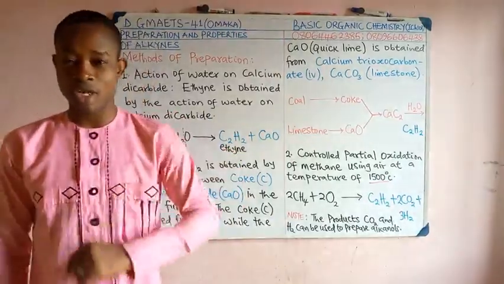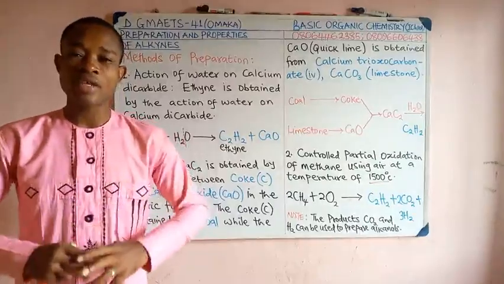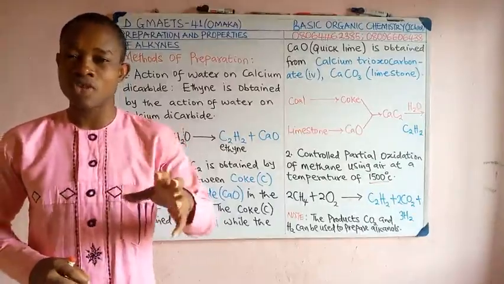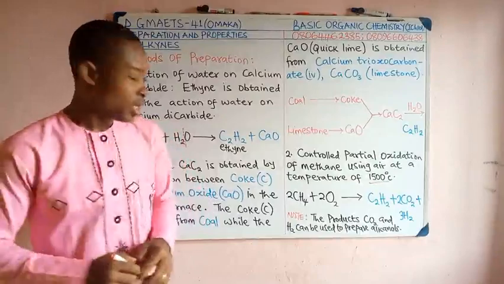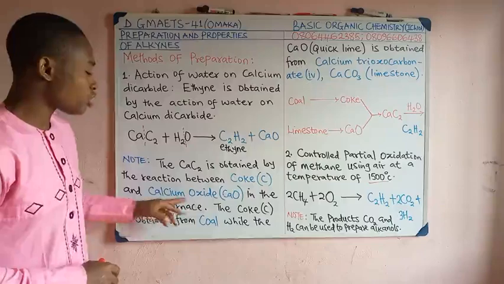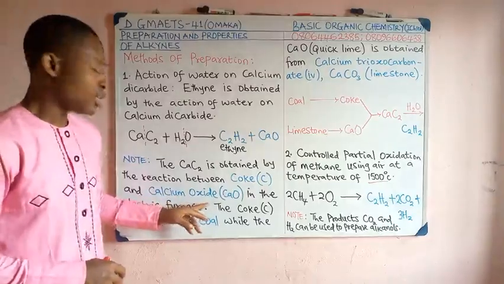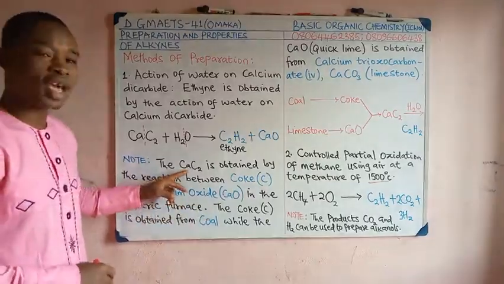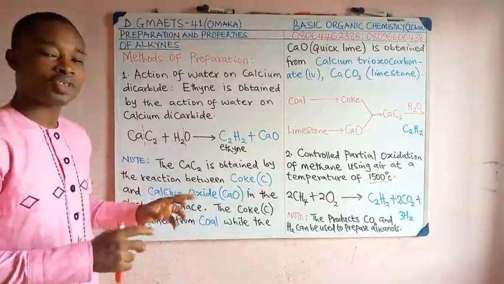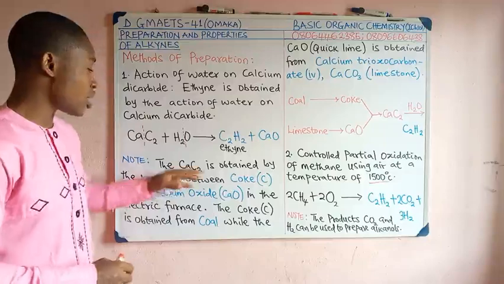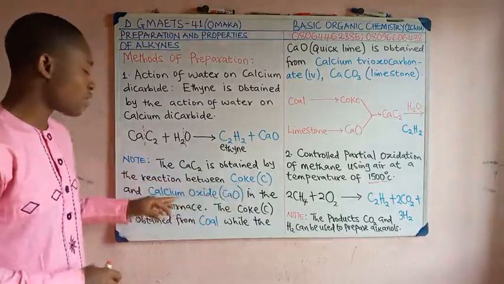It's important for you to know that, alright? The calcium dicarbide is obtained from the electric furnace reaction between coke and calcium oxide. Once again, the calcium dicarbide is obtained from the electric arc furnace reaction. In the electric furnace reaction, coke reacts with calcium oxide.